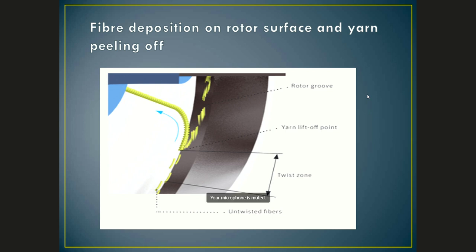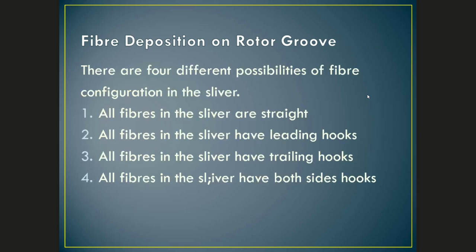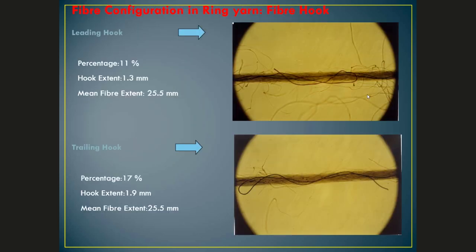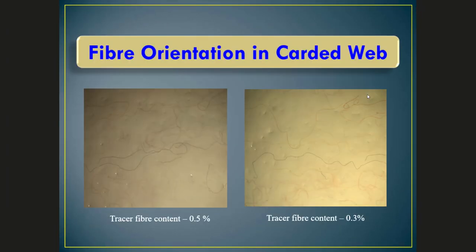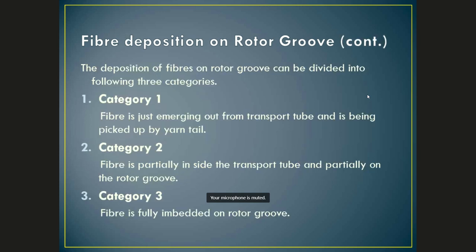Now another issue that you might have noticed in case of rotor yarn, and this relates to what we explained about orientation, is the belt formation. This is the belt formation. How does this belt formation take place? What is the reason for that? And this is definitely again affecting the disorientation.